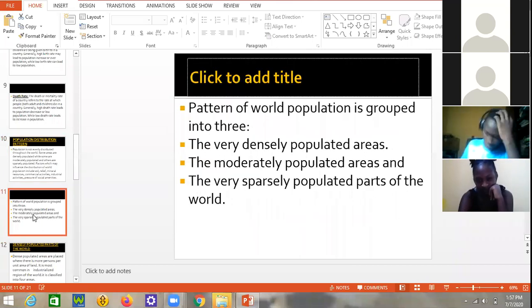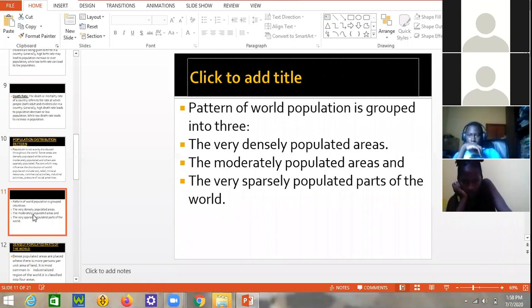Now, the pattern of the world population is grouped into three: the very densely populated areas, the moderately populated areas, and the sparsely populated areas of the world. So these are the patterns. We have three major patterns: the densely, moderately, and sparsely populated population pattern of the world.